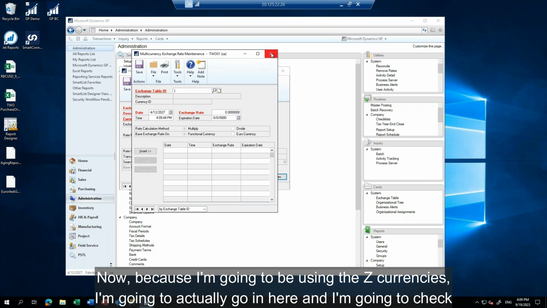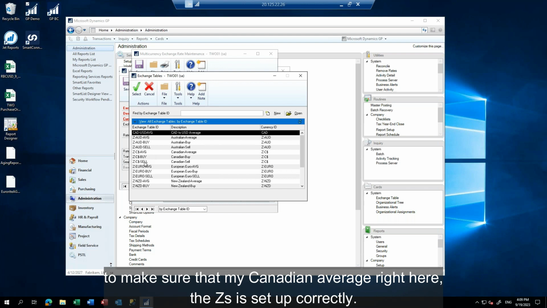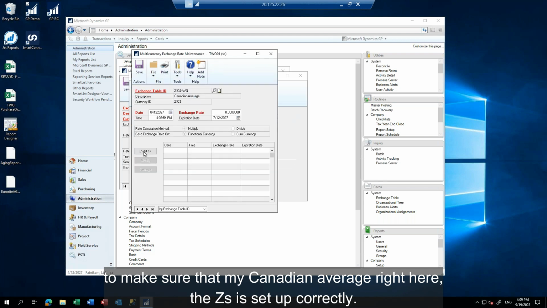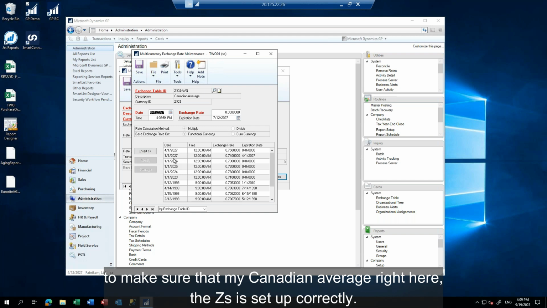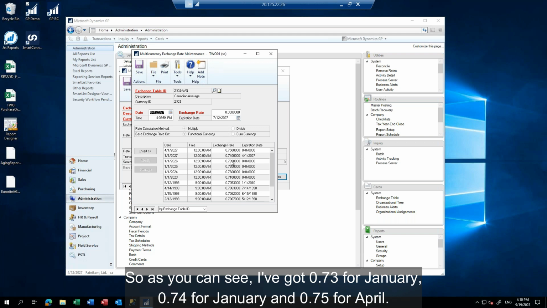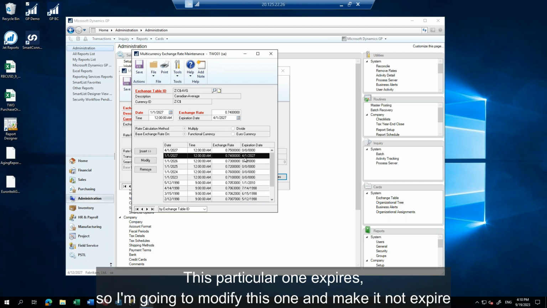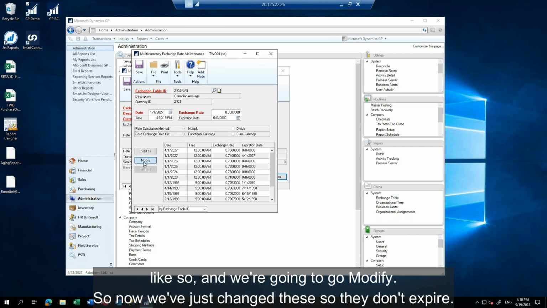Now, because I'm going to be using the Z currencies, I'm going to actually go in here, and I'm going to check to make sure that my Canadian average, right here, the Zs, is set up correctly. So I've got 74, 75, 73, and 72. So as you can see, I've got 73 for January, 74 for January, and 75 for April. So I don't have a February or a March, but I could insert them if I wish to. This particular one expires, so I'm going to modify this one and make it not expire, like so, and we're going to go modify. So now we've just changed these so they don't expire.